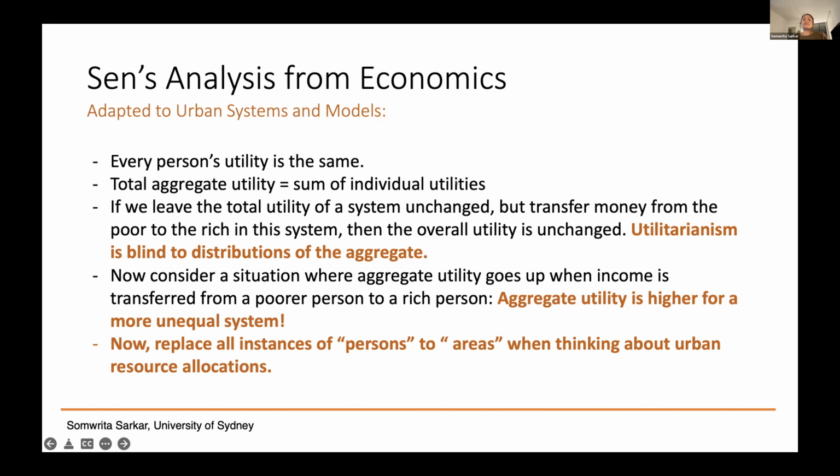Right? Because this is the sum of individual utilities, if I do a plus somewhere and a minus somewhere, but I leave this total unchanged, then nothing changes. I still have exactly the same objective function, maximizing exactly the same utility. And yet I could end up with a more unequal system, and it won't even register on this model, right? So utilitarianism is essentially blind to distributions of the aggregate. That's one pretty large unforeseen consequence.